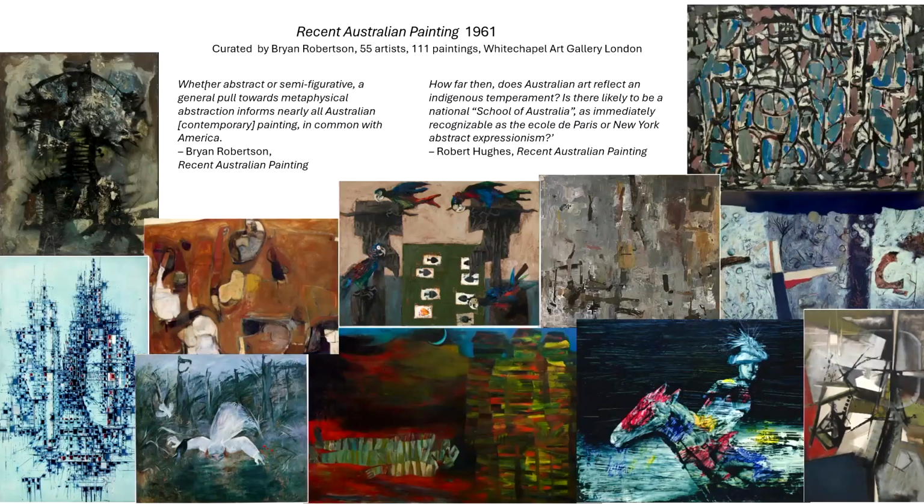Robert Hughes, who I'm sure you all know, he's only in his mid-20s, who has 2 paintings in this exhibition, writes the introduction. And he talks about, does it reflect an Indigenous temperament? He doesn't mean an Aboriginal temperament. He means a white Australian temperament. He's asking, is there going to be an Australian school of art?